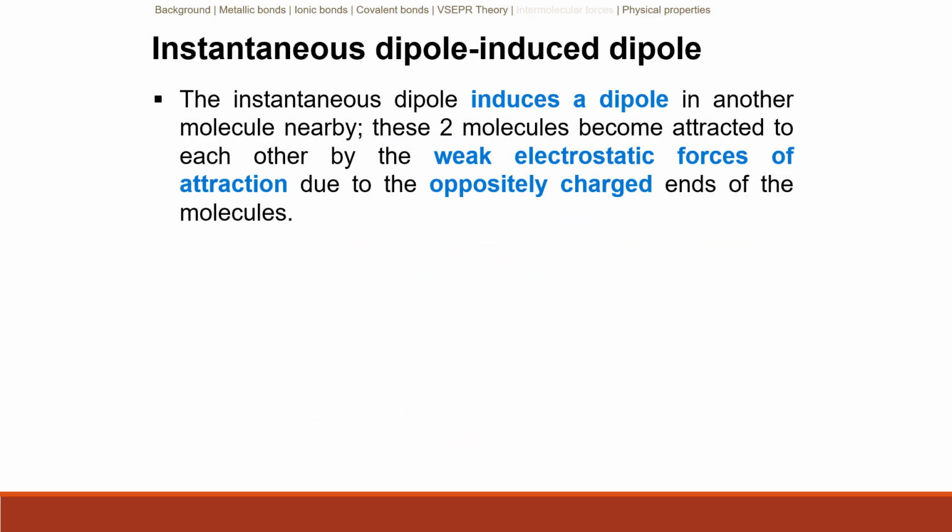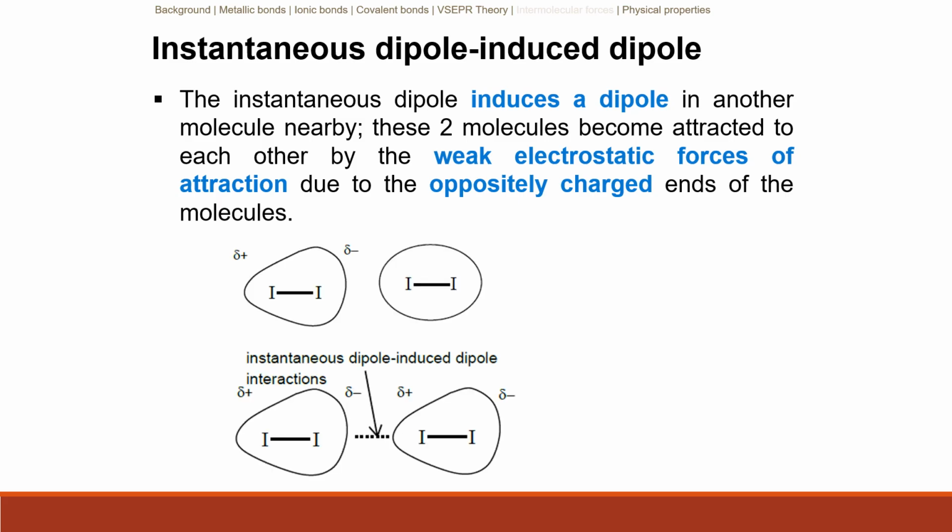So once an instantaneous dipole forms, it is going to induce another dipole in a neighboring non-polar molecule. Therefore, these two molecules become attracted to each other. To illustrate my point, this diagram shows how the molecule on the left has an instantaneous dipole, which then induces a dipole on a neighboring molecule. So the electrostatic force between the molecules is known as ID-ID interactions.